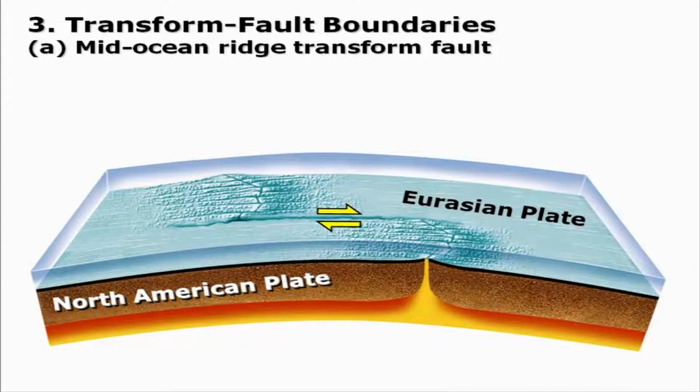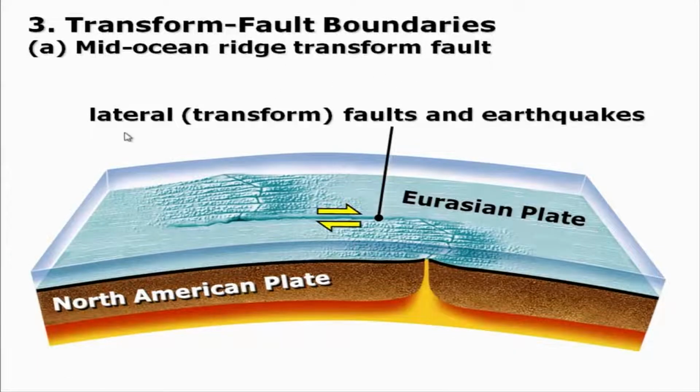Then come the transform plate boundaries, for example, which exist along the mid-Atlantic ridge or mid-oceanic ridge, and these lateral faults or transform faults also trigger earthquakes along them. So, these are the spreading centers which have been shown here.